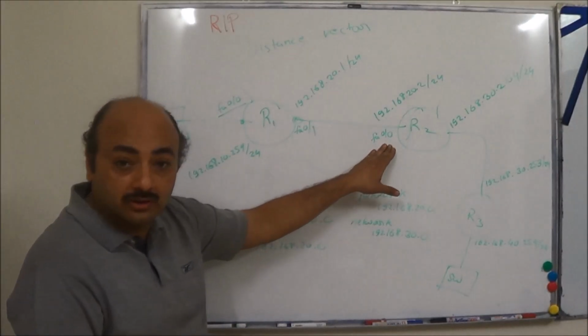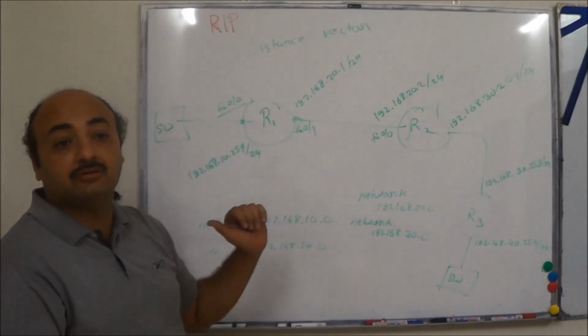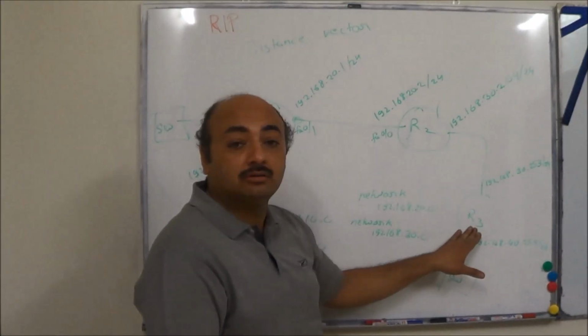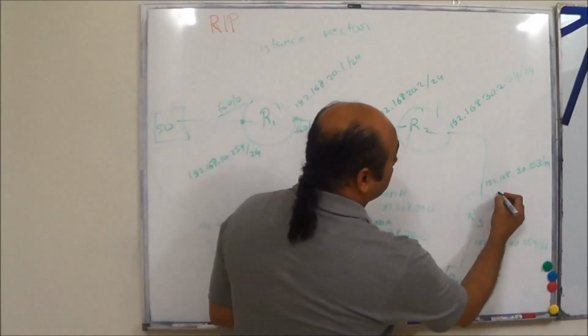10 is on this one, via this, hop count of 1, and administrative distance 120. Clear? Yes, sir. Anything on R3? Nothing. No, sir. Nothing yet. Right? So let's consider something.